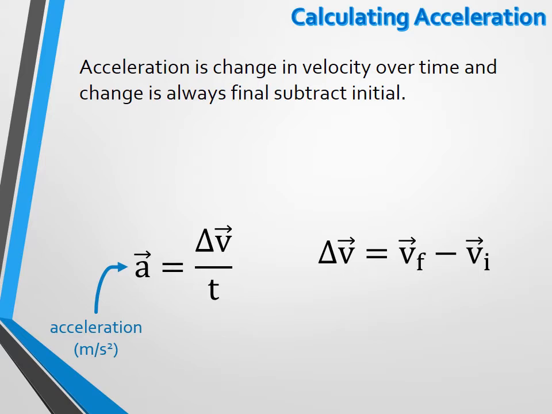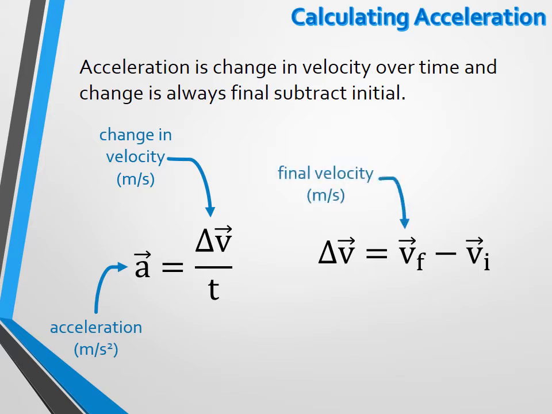Triangle V, and we call the triangle delta, so delta V is change in velocity, measured in meters per second. VF is our final velocity, and VI is our initial velocity.